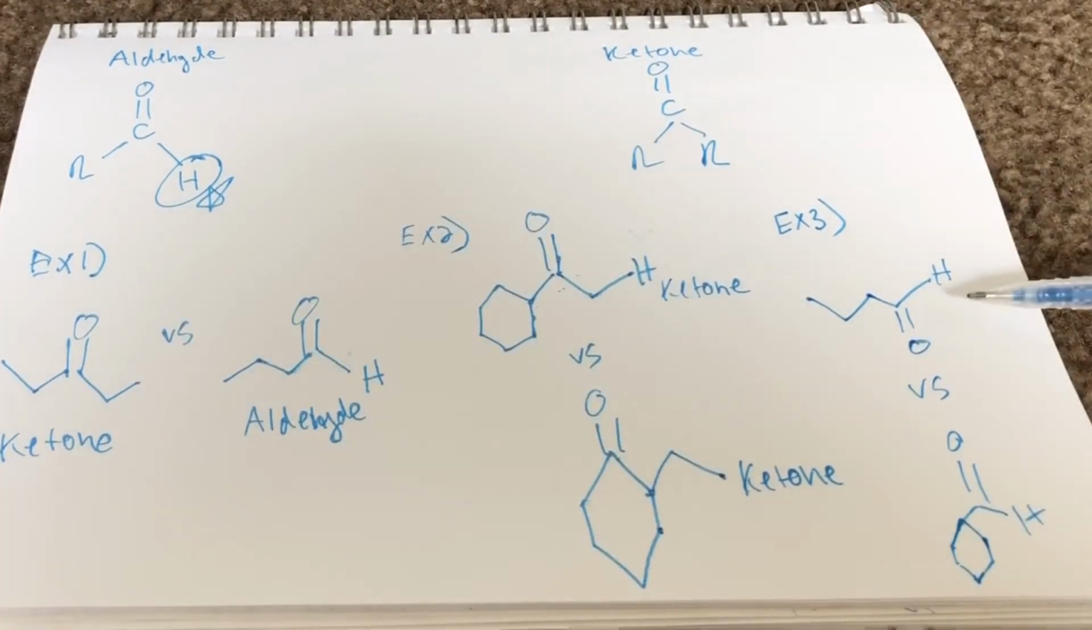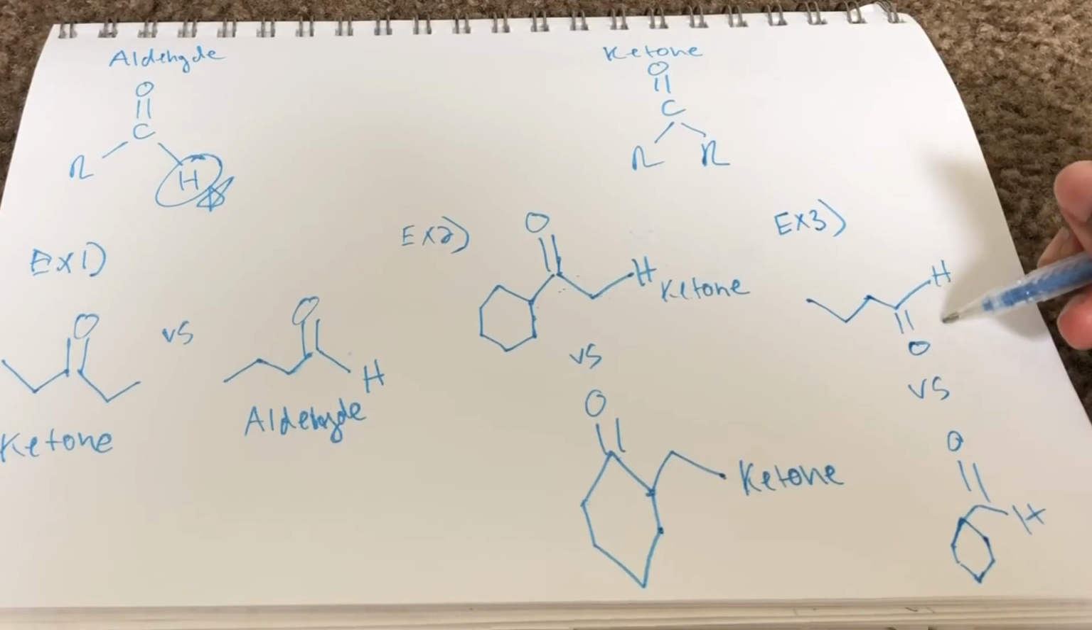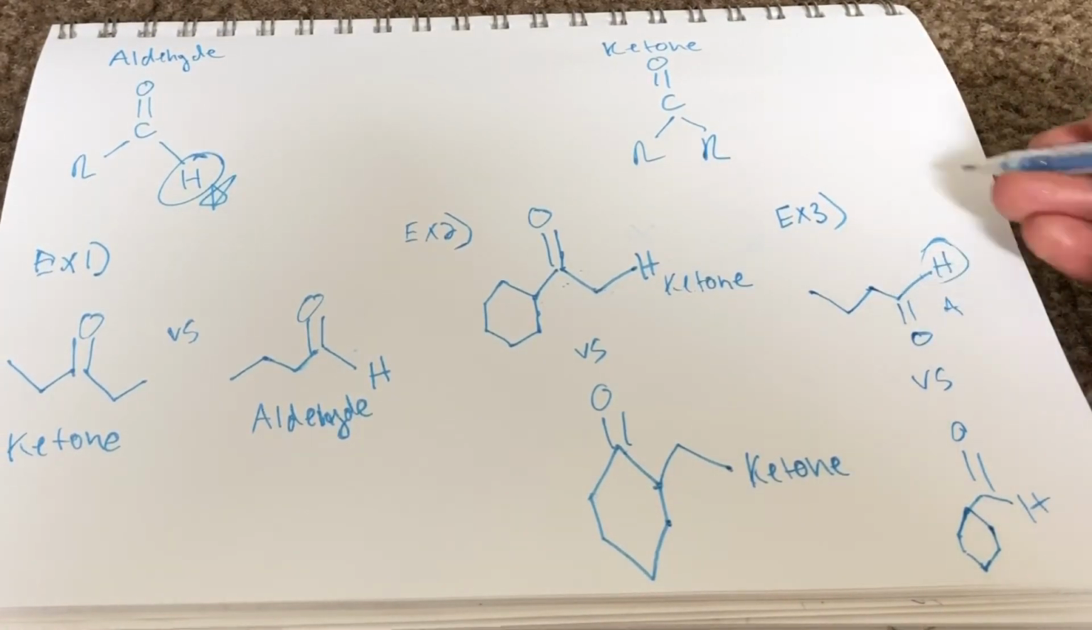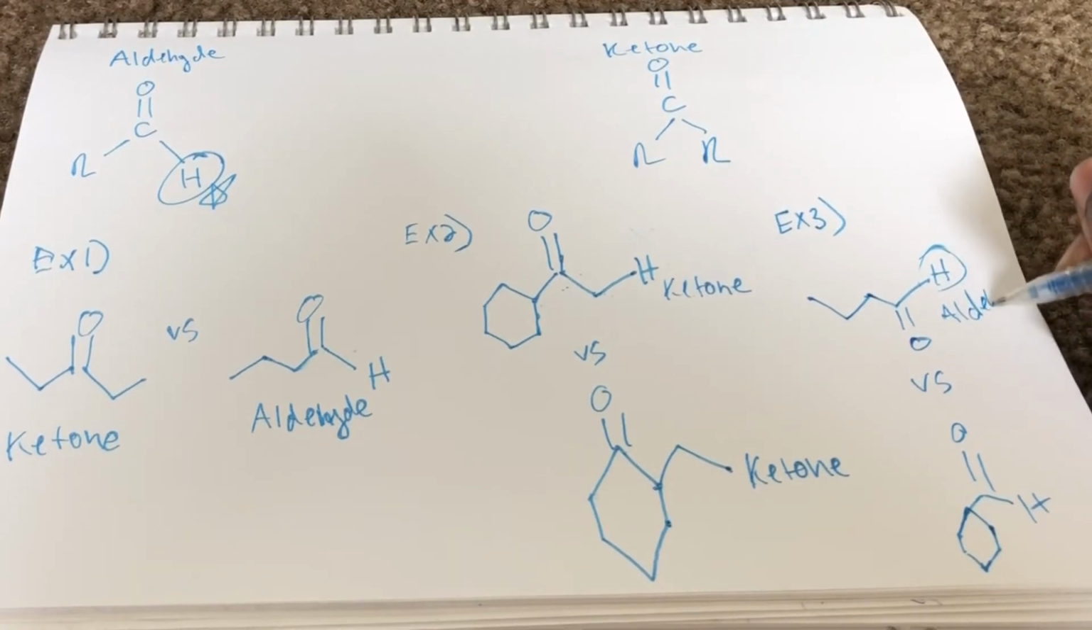Okay, let's look at this first example. This one, we have our carbonyl group, again, the carbon double bonded to the oxygen, and then we have one R group, and then we have a hydrogen. All right, so therefore we can say that this is an aldehyde. Why? Because of this special hydrogen that's connected to the carbonyl group. So we know this is an aldehyde.